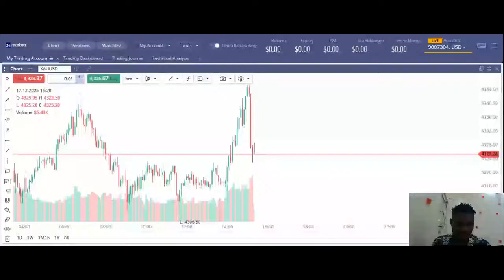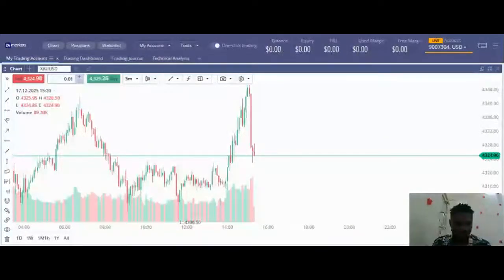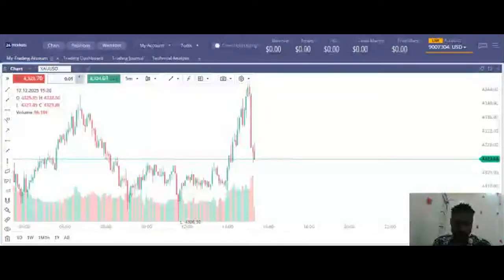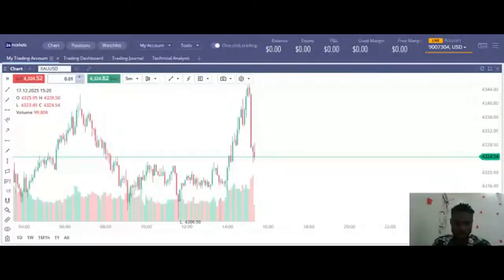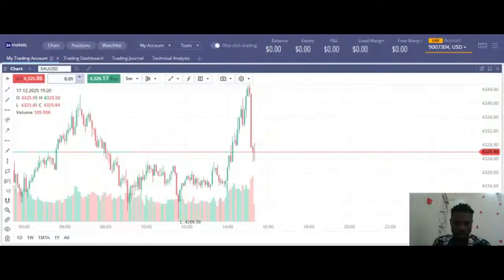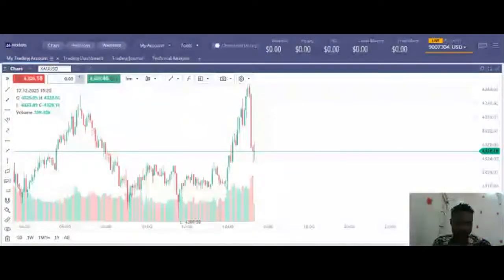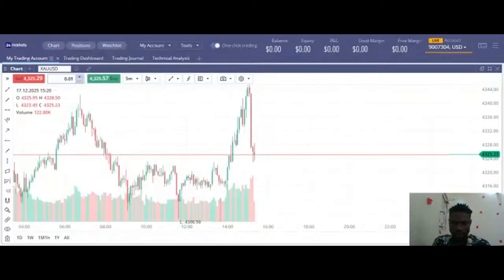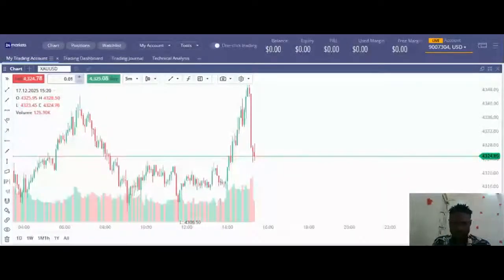We are in our zone, so we're just waiting for confirmation. We all know I trade with my engulfing candle at my support level. Let's still wait.